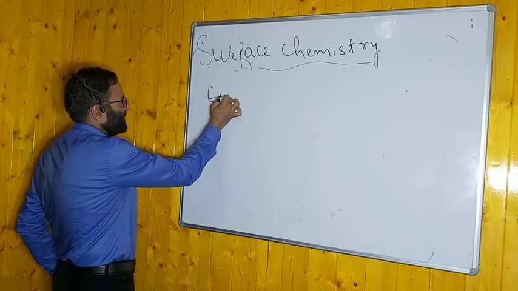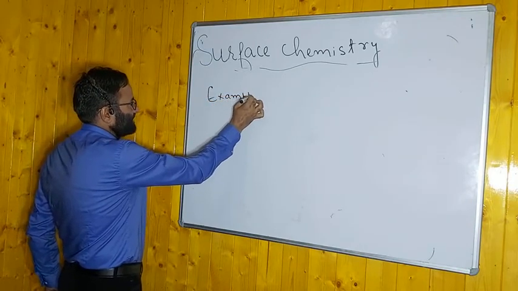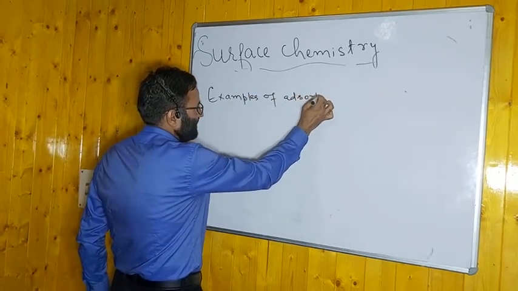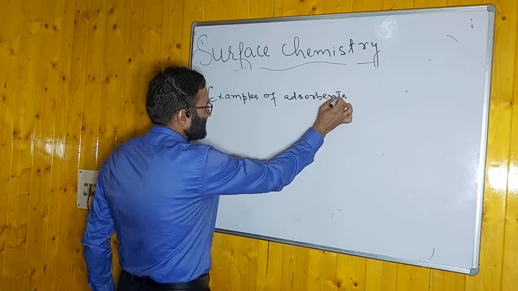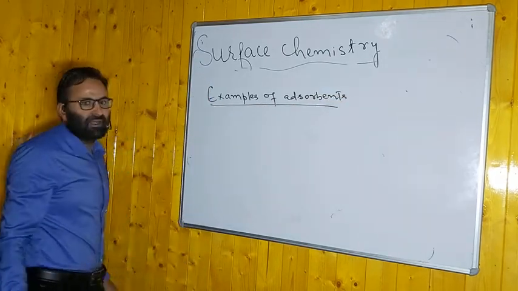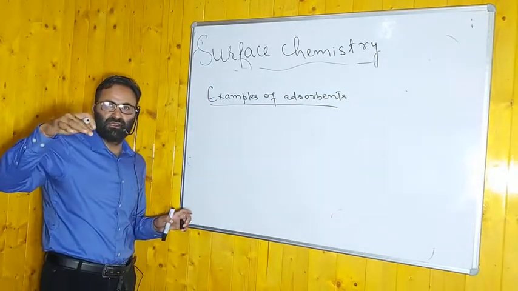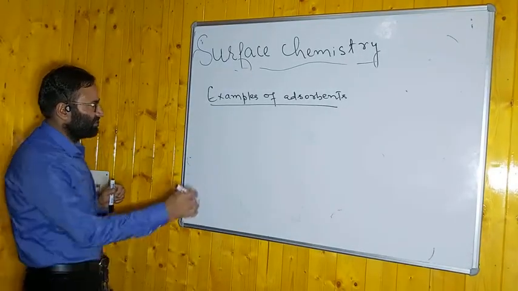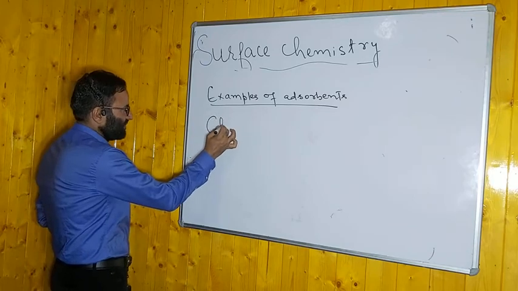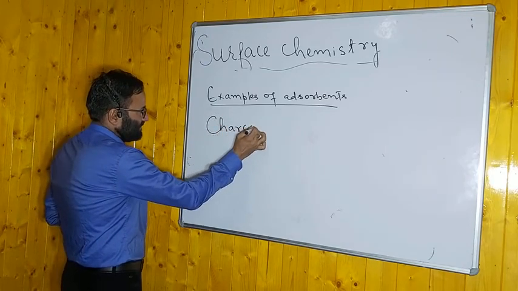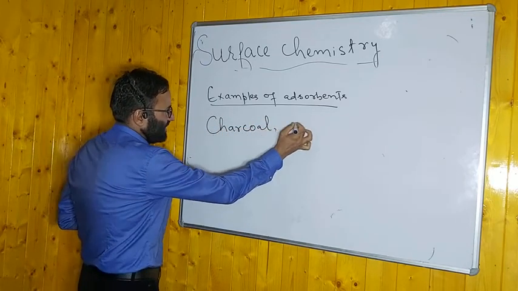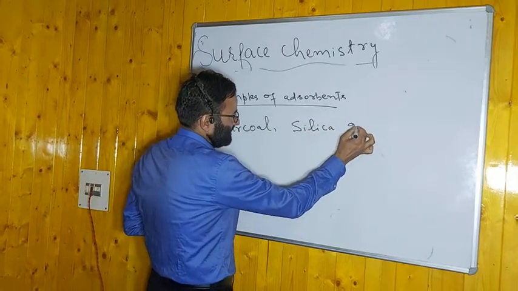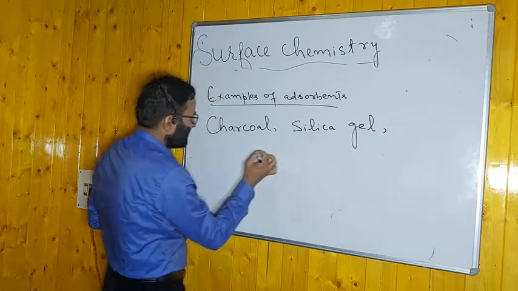You can mention here examples of adsorbents. We have mentioned some examples. Adsorbate can be anything, dust particle, gas, anything, but I will take the examples of adsorbents. I have mentioned charcoal, a form of carbon. We have silica gel. You have metal surfaces.